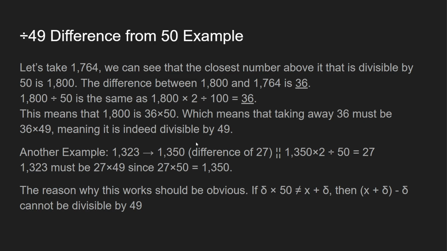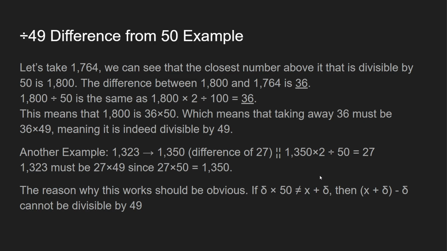The reason why this works should be obvious, and it's because if delta times 50 does not equal x plus delta, then x plus delta minus delta cannot be divisible by 49. So to show an example, delta times 50 would be 1,800, for example. And x plus delta is also 1,800. So if 36 times 50 does not equal our original number plus the difference, which is 36, then the original number plus that difference minus that difference cannot be divisible by 49. That should make sense to you if you have a math brain.